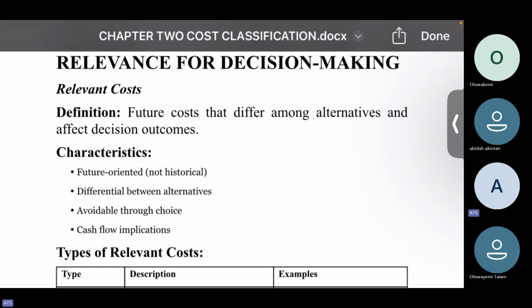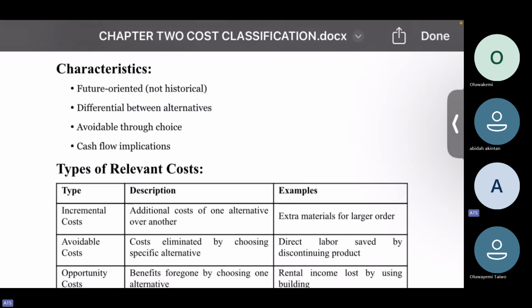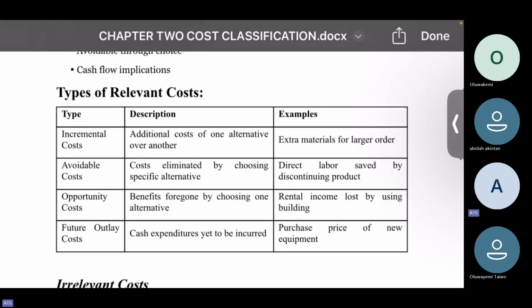Now, they are avoidable future costs. They are usually costs that you can decide not to spend, costs that you can decide not to incur. Those are relevant costs. You still have a little bit of power over them. Do you get? Now, there are some types of relevant costs that you should know. First one is incremental costs.